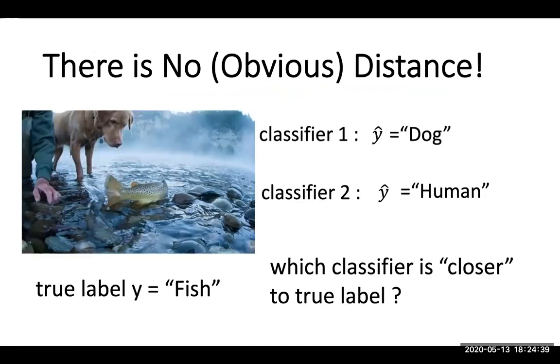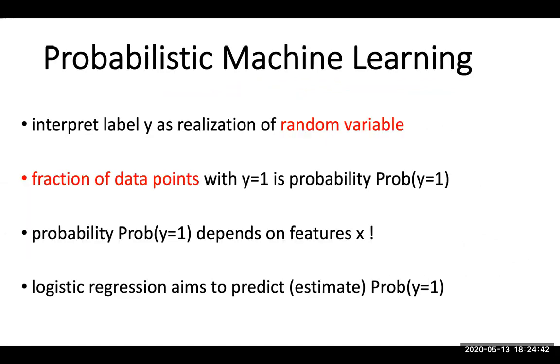One way to arrive at such a loss function is to use a probabilistic model for data points. We interpret the label of a data point as the realization of a random variable. And we then have an interpretation: the fraction of data points with label value +1 is nothing but the probability that the label is +1, since we now model it as a random variable.